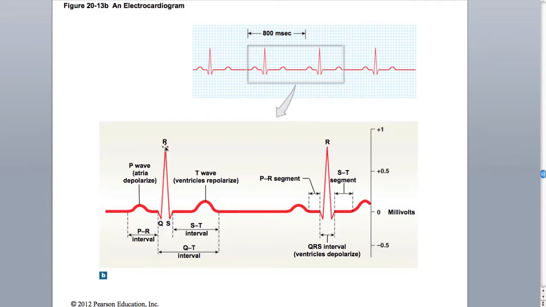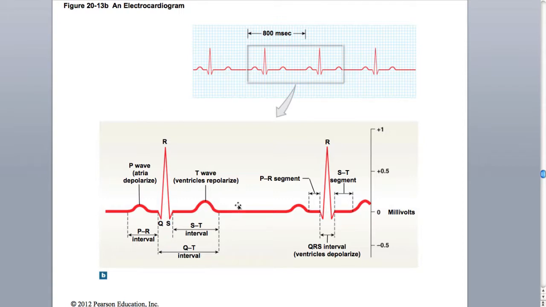Then I have the QRS. That means that the ventricles are being stimulated. And while the ventricles are stimulated, I have this flat line. In this flat line, it's the ventricles that are contracting, but the atria that are relaxing. And then I have the T wave. The T wave is when the ventricles are repolarizing. So the ventricles are resetting.